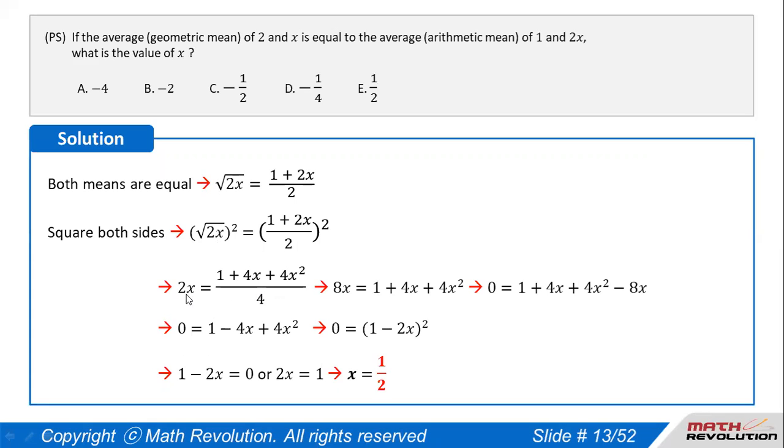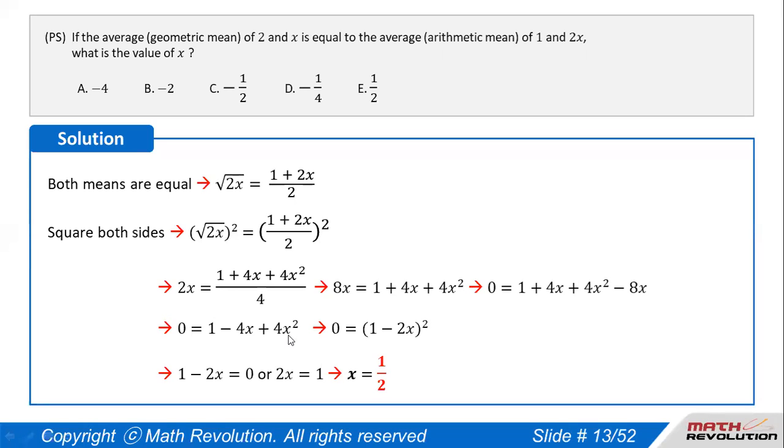The 4 can be transferred to the left hand side. It gets multiplied to 2x. It becomes 8x. That equals 1 plus 4x squared. I can definitely see that this is going towards a quadratic equation. 0 equals 1 plus 4x squared minus 8x. 0 equals 1 minus 8x plus 4x squared.